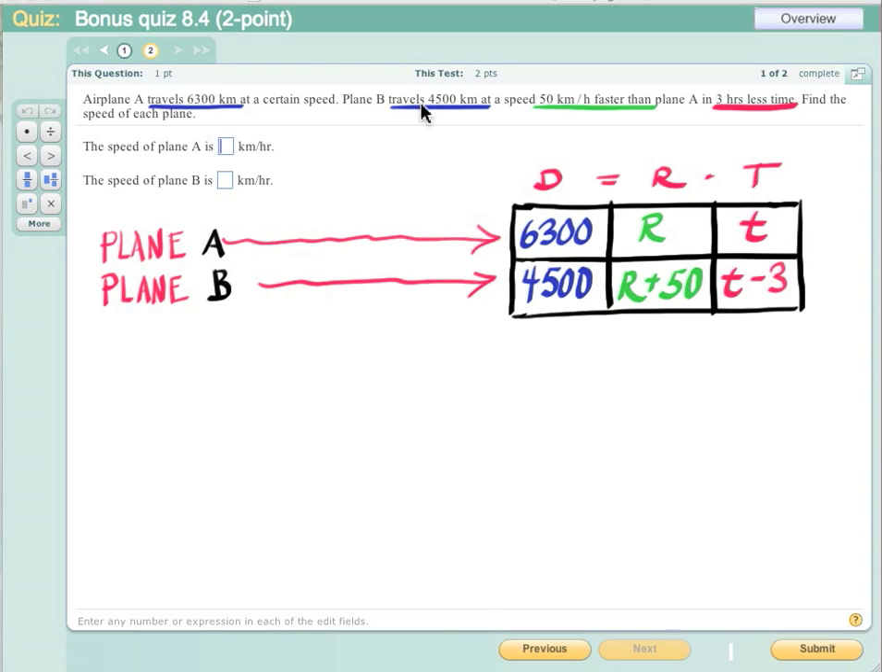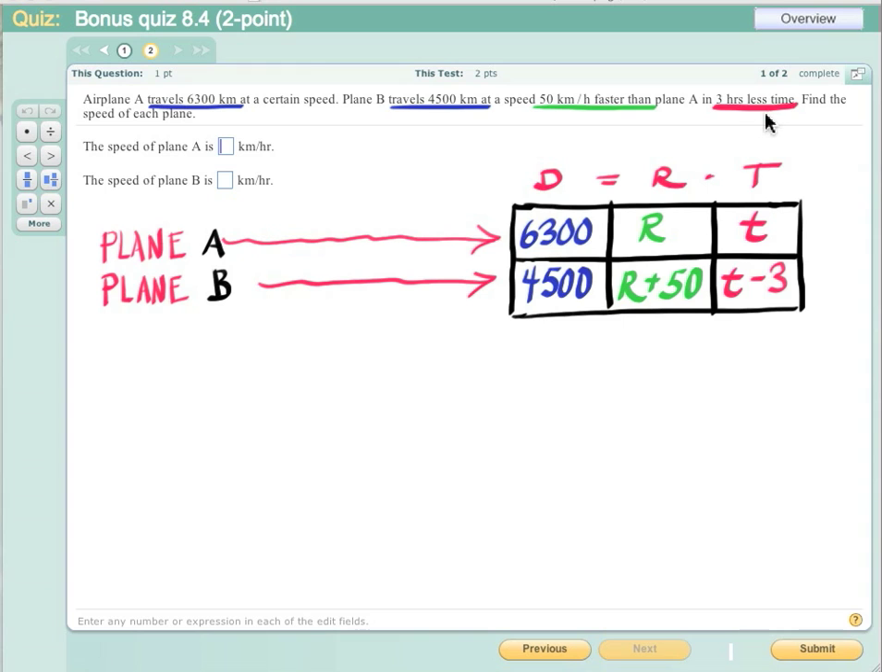Now plane B, it goes this far. And so there is that 4,500. And then the speed is given in terms of plane A. It's 50 kilometers per hour faster than plane A. So this is how fast plane A goes. And so I said, well, we go 50 kilometers per hour faster. And I write this speed in terms of this one. So I do not introduce a new variable. That would be a critical mistake. The fewer variables, the better.